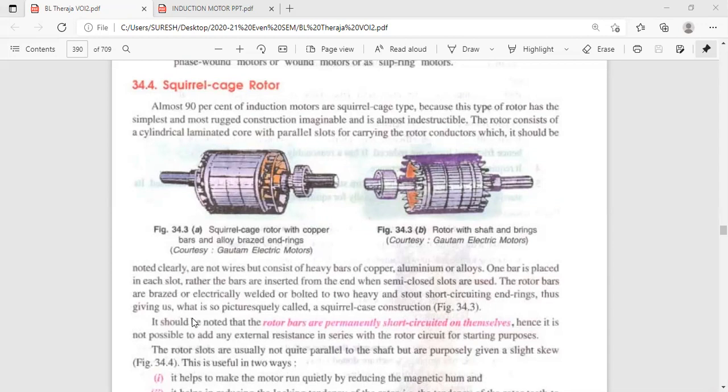Rotor bars are brazed or electrically welded or bolted to heavy and stout short circuiting end rings, thus giving us what is so pictorially called squirrel cage construction. So this is the squirrel cage construction. In the squirrel cage construction, can anyone explain what I have told now about this rotor? Anyone?